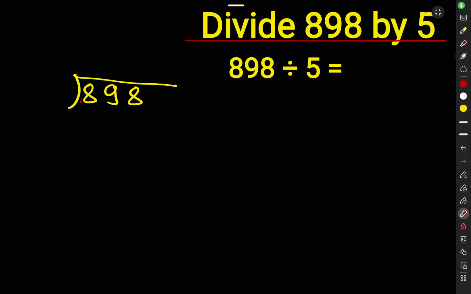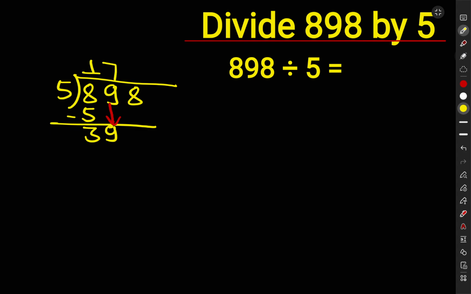We divide 898 by 5 in long division method. 5 times 1 is 5. On subtracting we get 3. So now we put down this 9 and it is 39.